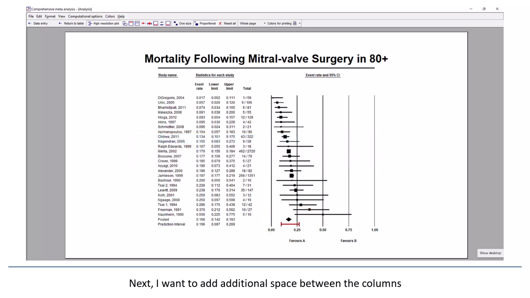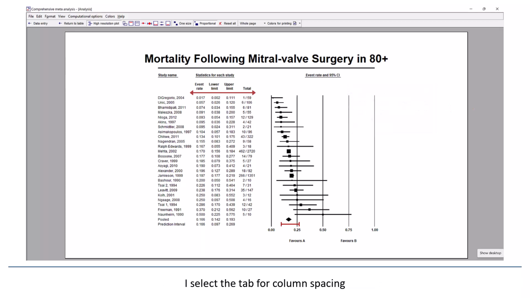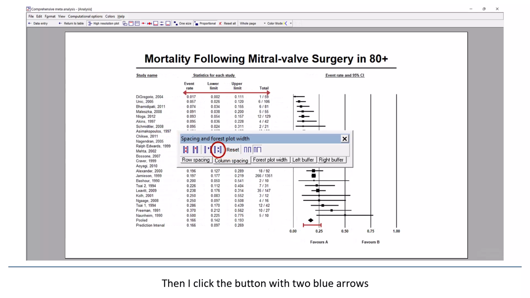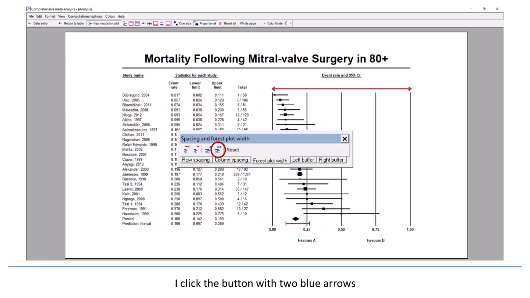Next, I want to add additional space between the columns. I right-click anywhere on the plot. I select the tool for spacing and forest plot width. I select the tab for column spacing, and then I click the button with two blue arrows. I'd like to increase the width of the forest plot graphic. I select the tab for forest plot width, and I click the button with two blue arrows.